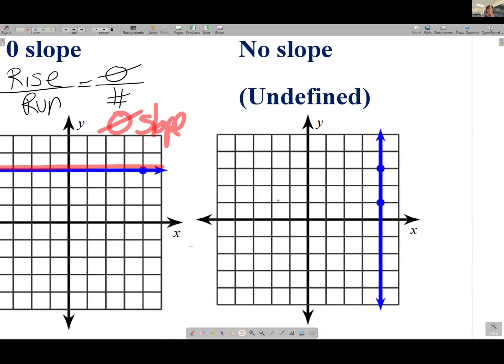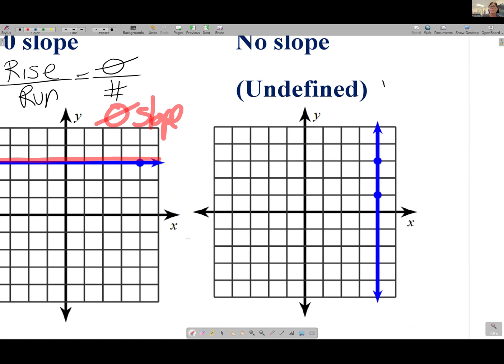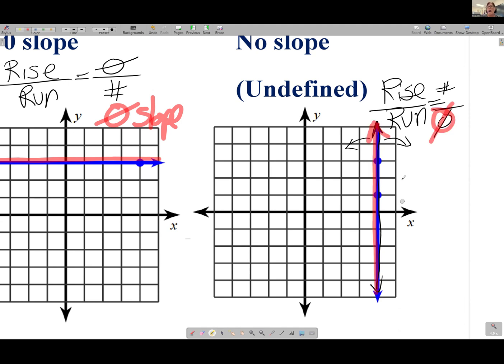For a vertical line, you have a number for the rise, but there's no left or right motion. There's no run. There's a 0 in the denominator. In math, only God gets to divide by 0. You can't mathematically divide by 0. So because there's a 0 in the denominator here, we do not call that 0. We call a vertical line undefined. Or sometimes we also say no slope.